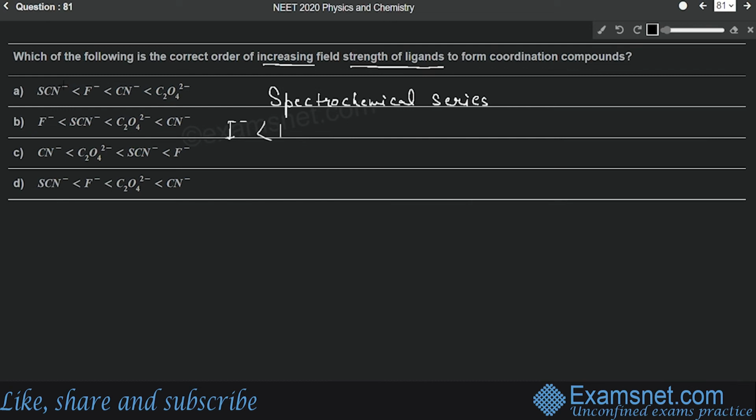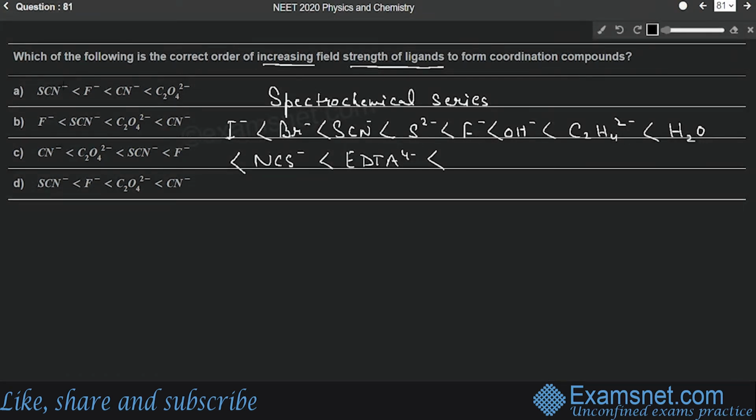Iodide, then bromide, then SCN minus, that is thiocyanide, then S2 minus, then F minus, then OH minus, then C2O4 2 minus, then water. Then I'm writing here NCS minus, then EDTA 4 minus, that is ethylene diamine tetraacetate, then ammonia, then en, then CN minus cyanide, then carbon monoxide.